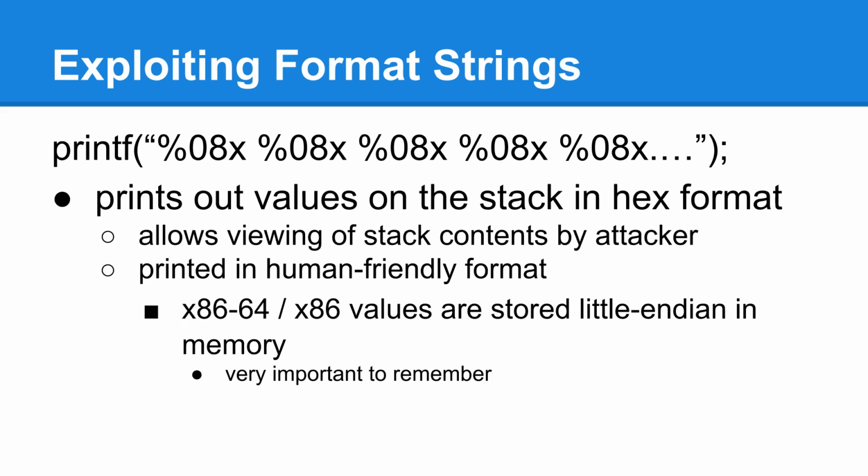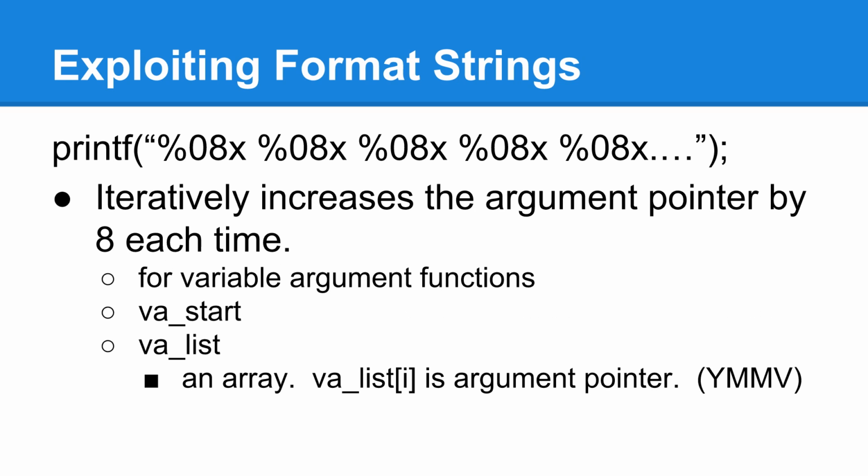And so this is also going to print them out in little endian format, as x86-64 and x86-32 values are stored in little endian format in memory. So this is going to iteratively increase the argument pointer in that function by 8 each time.